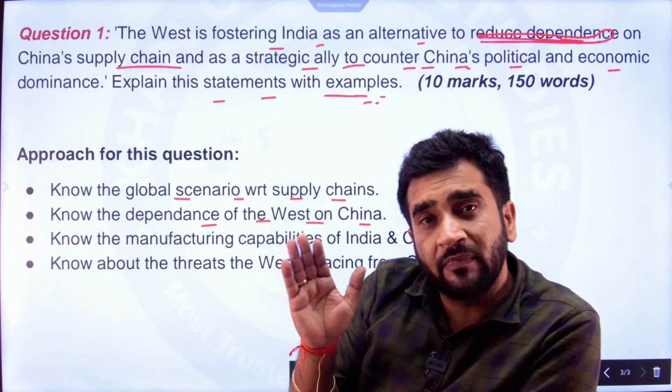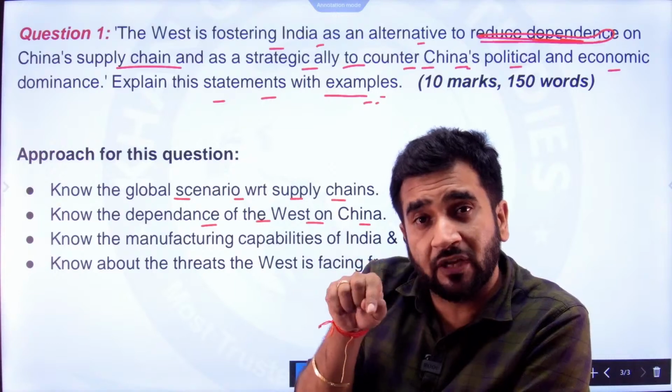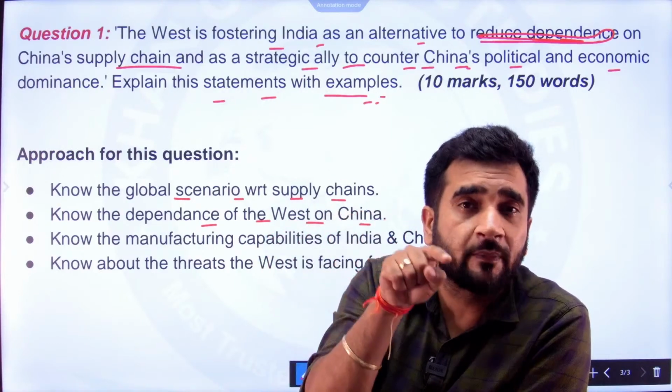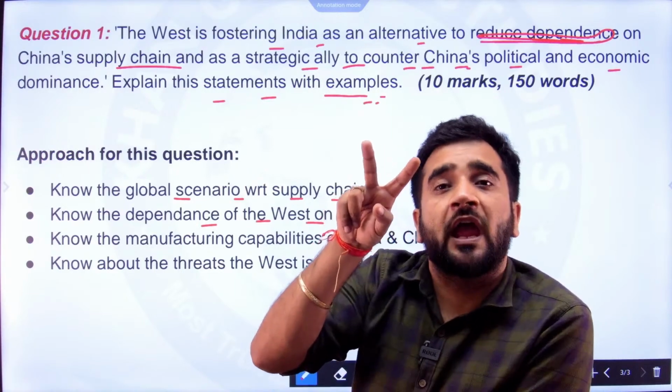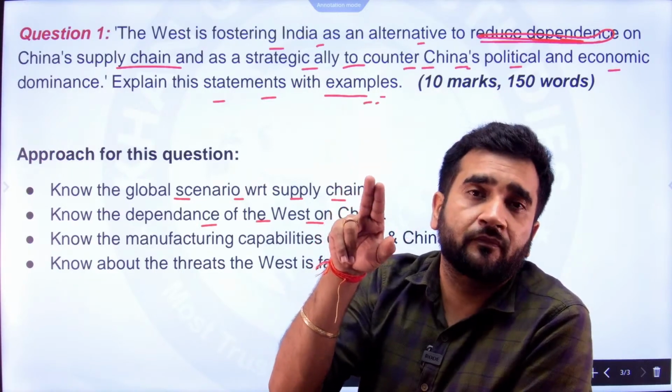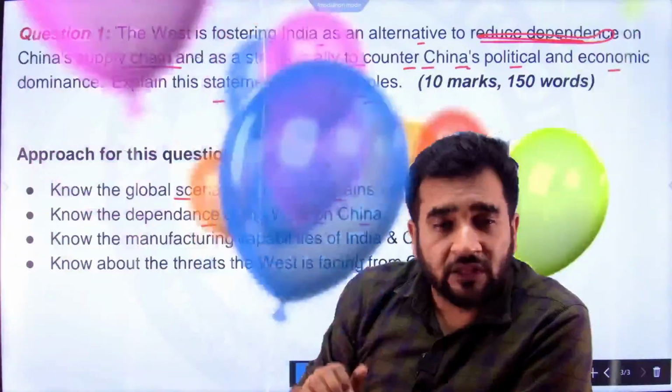So the West has become dependent upon China. And in this particular situation, these are the two rivals now, America and China, and they are interdependent upon each other. This is basically the new era.